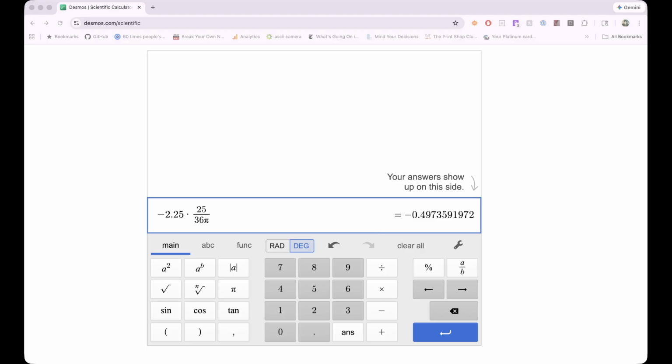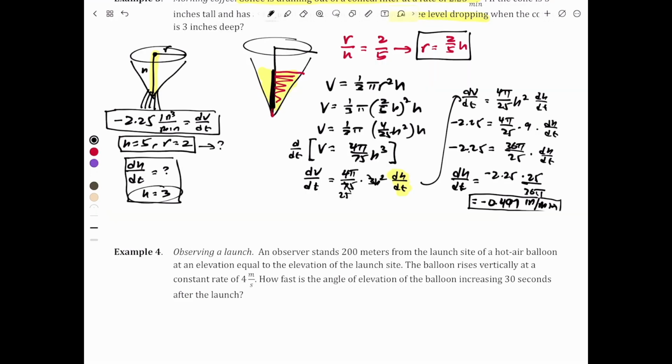Definitely a harder problem. You get better with practice. We'll have plenty of opportunities to practice these as we go along. Let's look at one last example, rather.